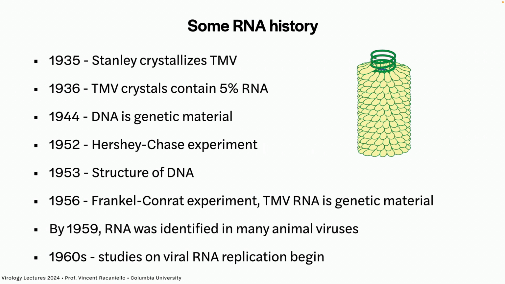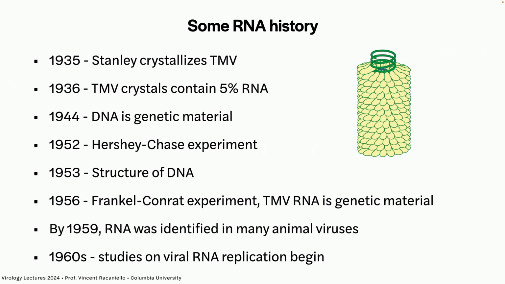He crystallized tobacco mosaic virus and found that there's only 5% RNA in the crystals. The rest was protein. So he said the protein is the genetic material. This guy got a Nobel Prize for that. They should take it back, right?